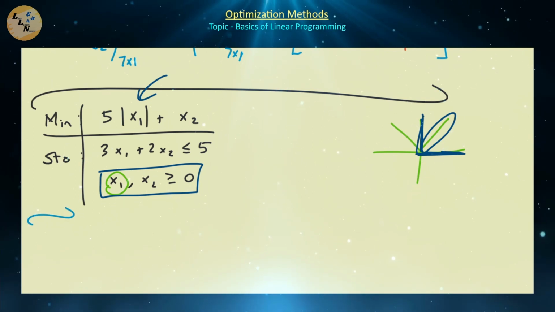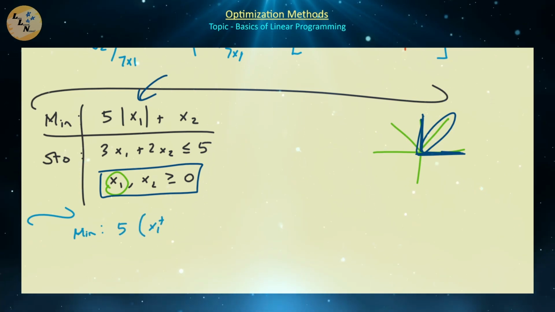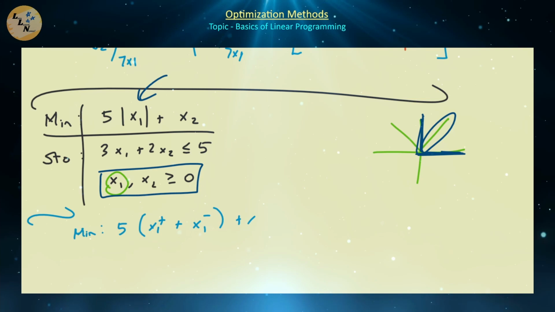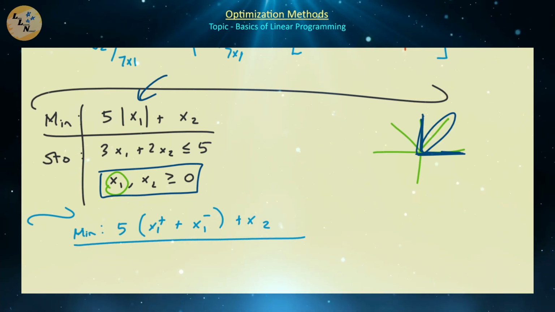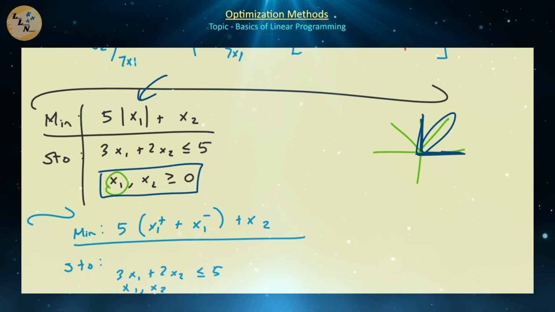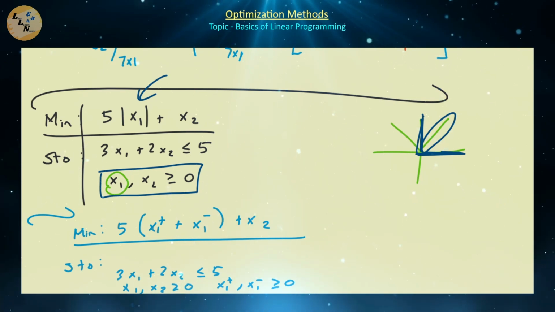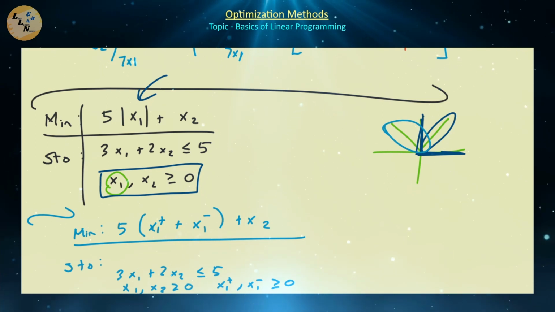And in order to do that, what we can do is introduce, again, x1 plus and x1 minus, and we can write this as the minimization of 5 times x1 plus plus x1 minus, and then we have plus x2 just sort of hanging out at the end, subject to, we're still going to have our 3x1 plus 2x2 less than or equal to 5, and then we're going to have our x1 and x2 greater than or equal to 0, and we also have these x1 plus and x1 minus terms that we just introduced, also greater than or equal to 0. But in order to take care of the other side of this graph, we also need to introduce a new constraint. In particular, x1 must be equal to x1 plus minus x1 minus.